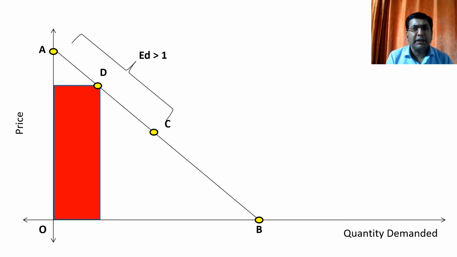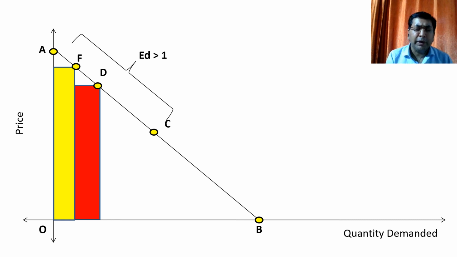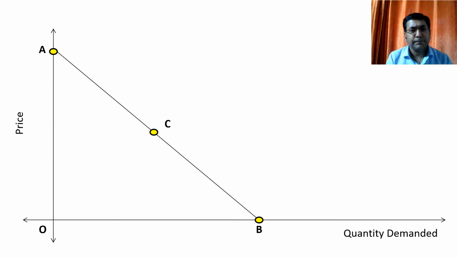Let's assume that the price rises. When the price rises, we calculate the total revenue at point F. At point F, the total revenue is shown in the yellow color. When you move from point D to point F, the price rises, but the area of total revenue has decreased. So when price rises, the total revenue decreases. It's an example of ED greater than 1.